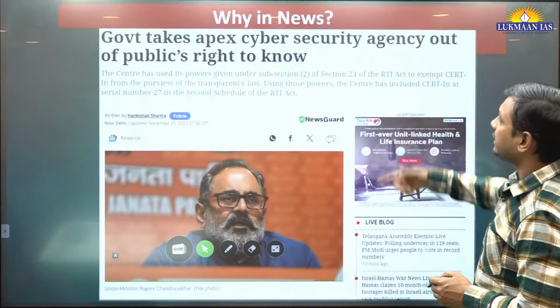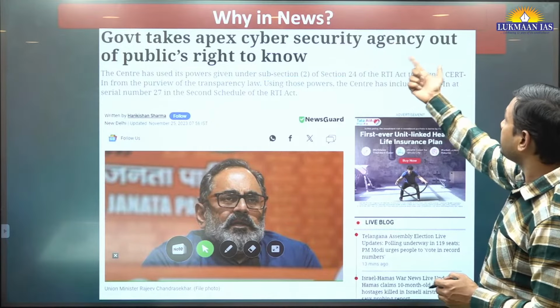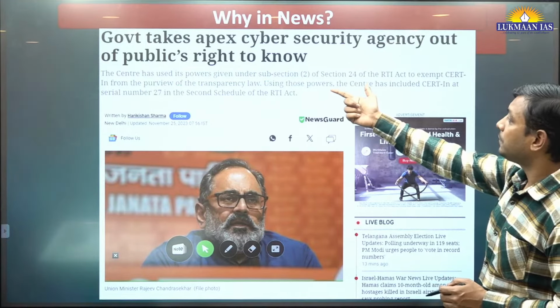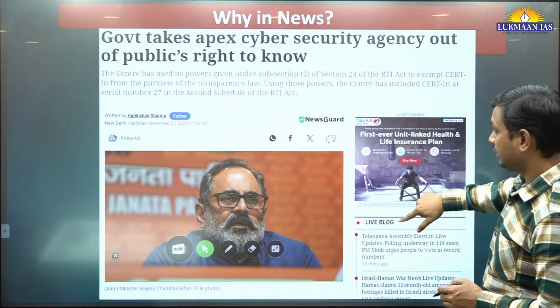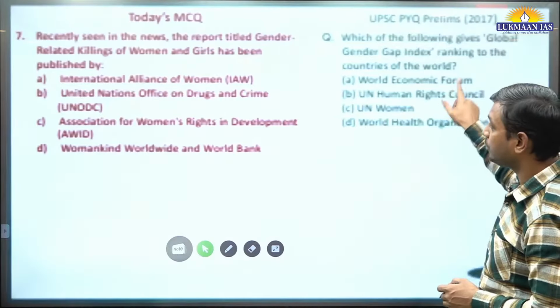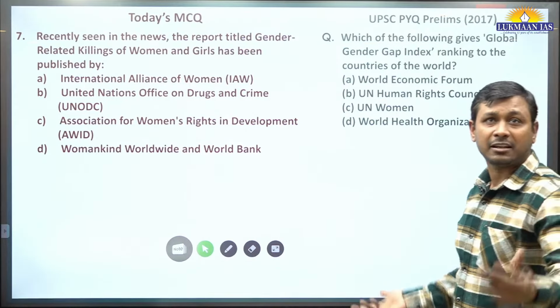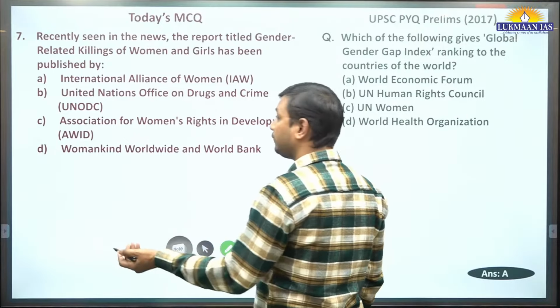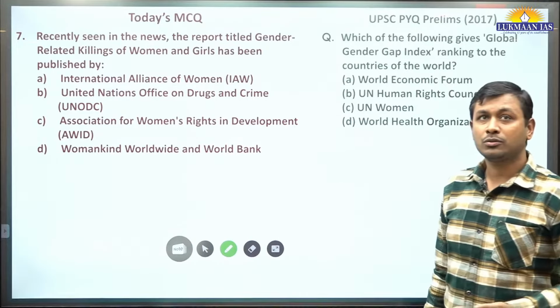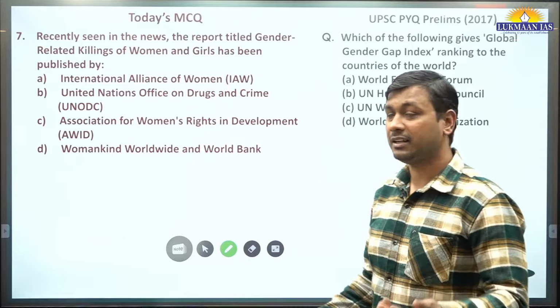So this is the context. You can see: government takes Apex Cyber Security Agency out of the public's right to know. This is the context. Now whether it is good for democracy or not can be a debate. It can come for your Paper 2 also, for your Paper 3 also, whether it is right or not.